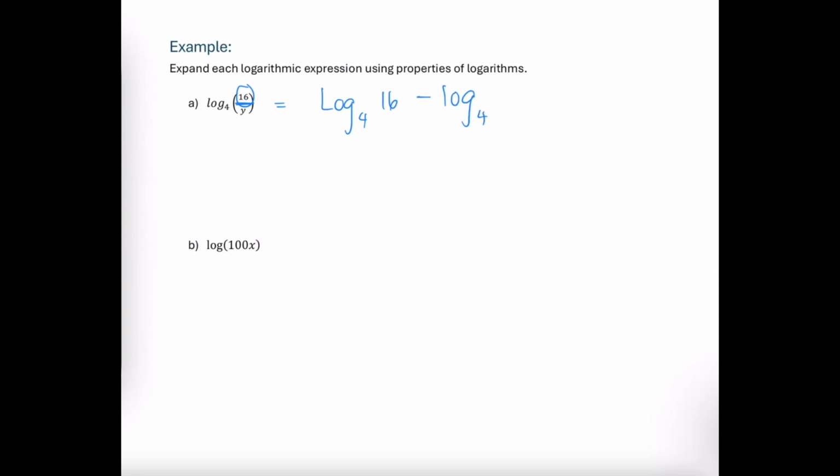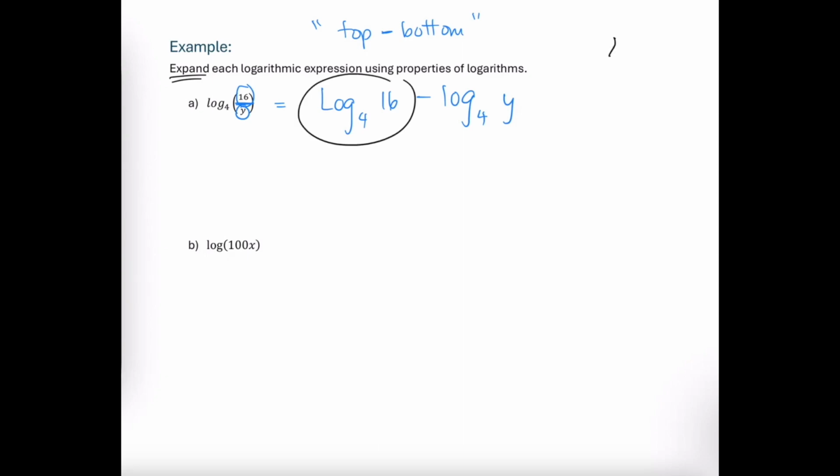So it's log base 4 of 16 minus log base 4 of y. Again, we'll just state up here that we are going to be subtracting top minus bottom. So we've got the log base 4 of the top minus the log base 4 of the bottom. And when we scan back through to see if there's anything else we can do to expand this logarithmic expression, what we see here is something that we know the value of, log base 4 of 16.